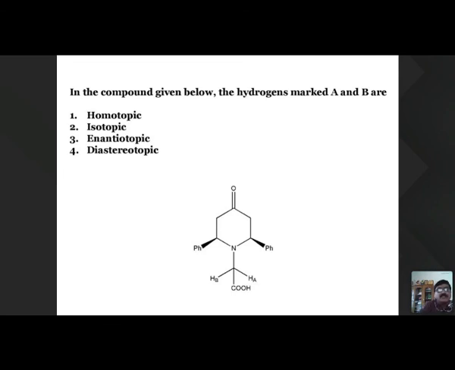And here you see, if I replace this by another group, it loses its plane of symmetry, so it becomes an enantiomer of this. If I replace this by one group, it now has a plane of symmetry, but if you replace the HA by some other group, it will not have a plane of symmetry, therefore this compound is chiral. It possesses the property of chirality, and if I replace this by the same group, I'll get the enantiomer of the first one. So these two protons are enantiotopic. So that's the answer.